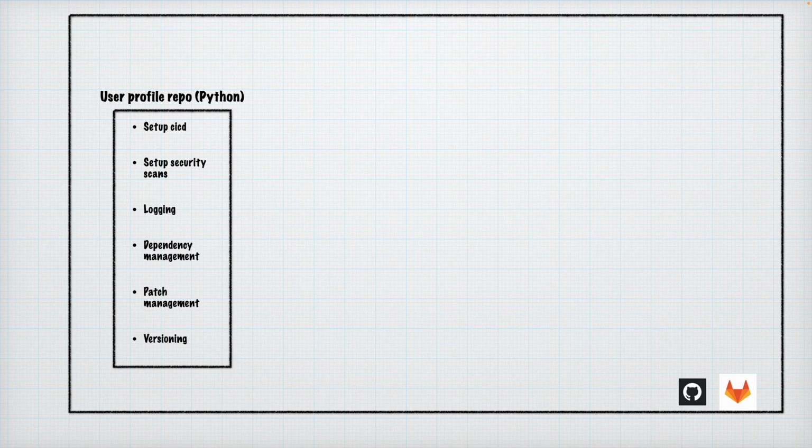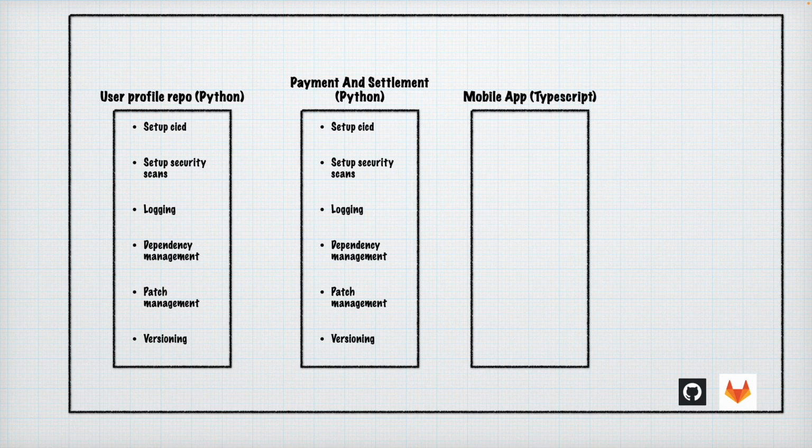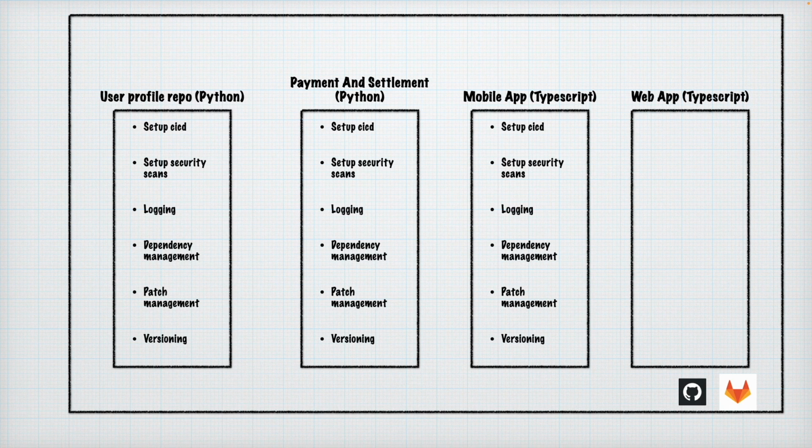Then you go on to set up the payment and settlement repo. You do the same thing you did for the user profile repo. You set up the app repo, and you do the same thing. You would also set up access control to say who has access to the repo. Just for instance, you go ahead and set up the web app repo. And when you look at this, you kind of see where the problem is. Just take a moment and think about this.